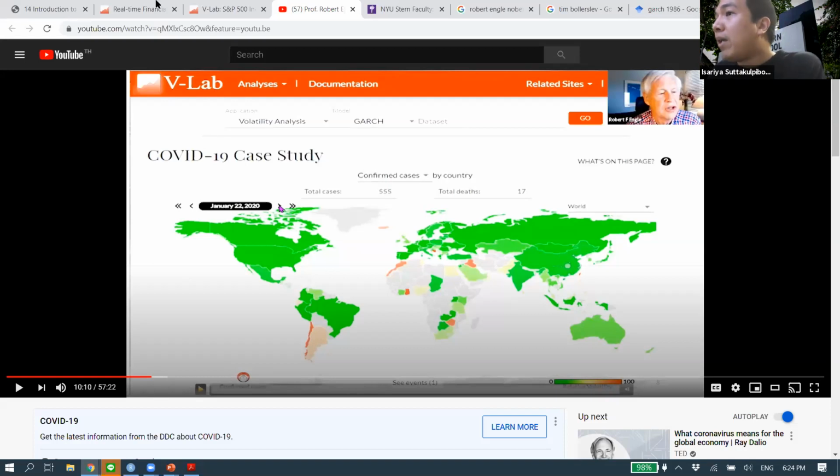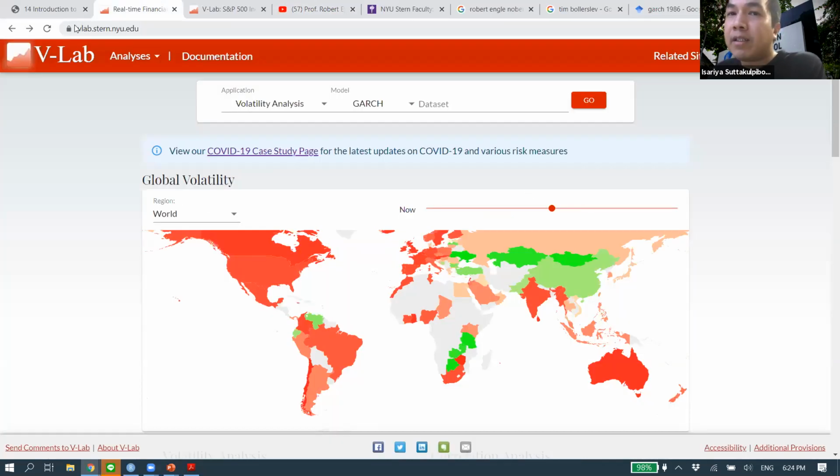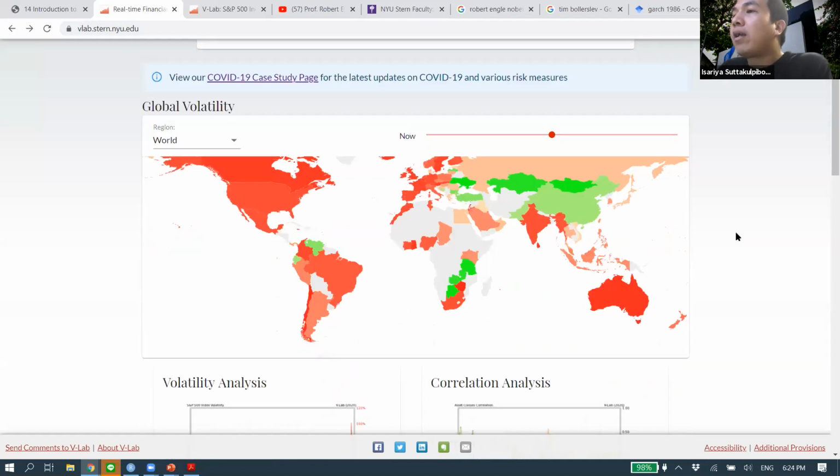So if you type in VLab, you can see the URL right here, vlab.stern.nyu.edu, right? Stern is the NYU business school, and VLab is one of the labs they have. What's cool about this website is that you can track the volatility in each country in real time, on each stock market, and it does a pretty good job in visualization too.